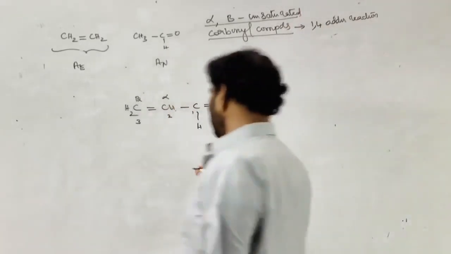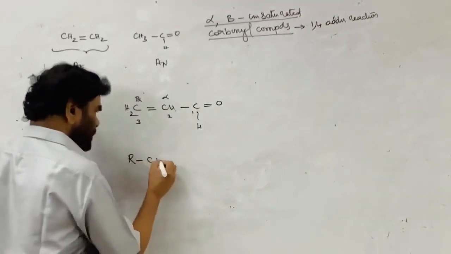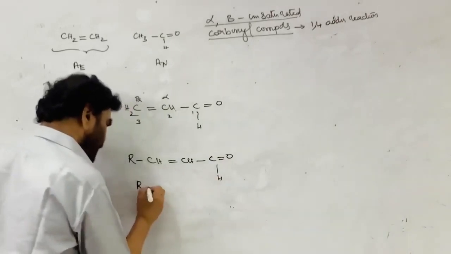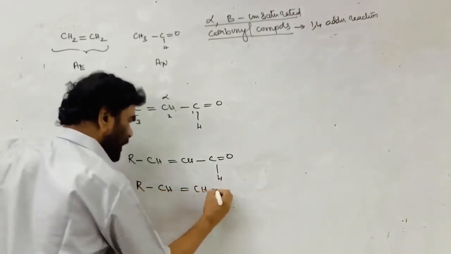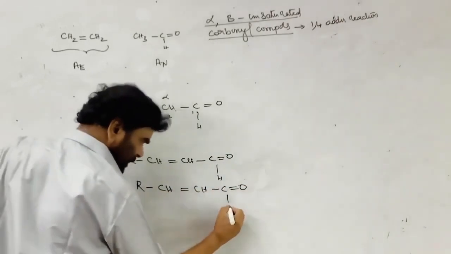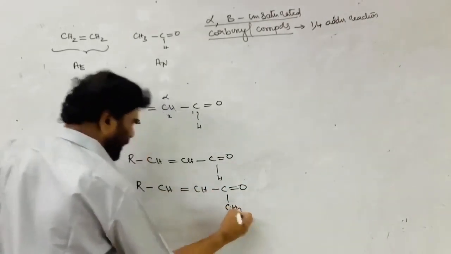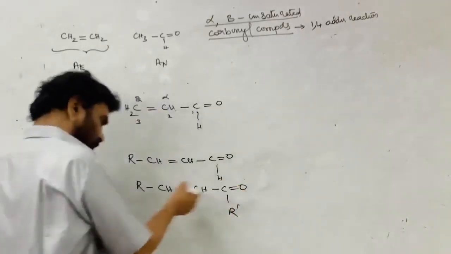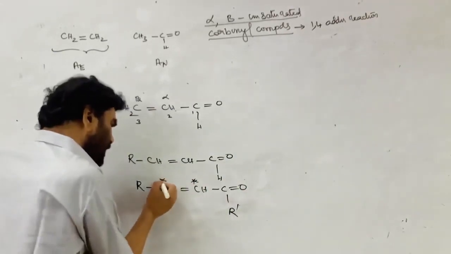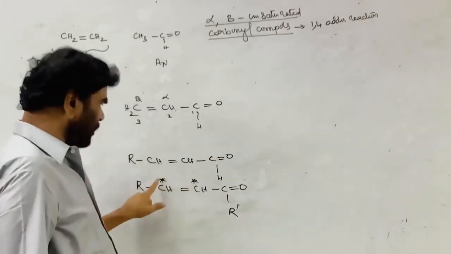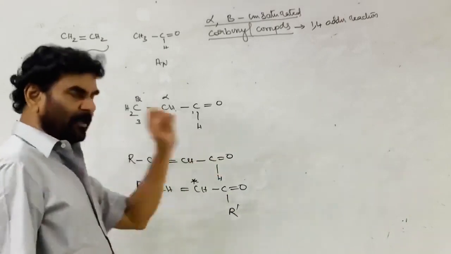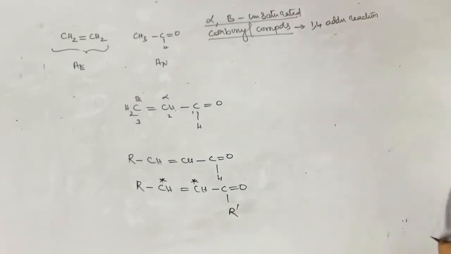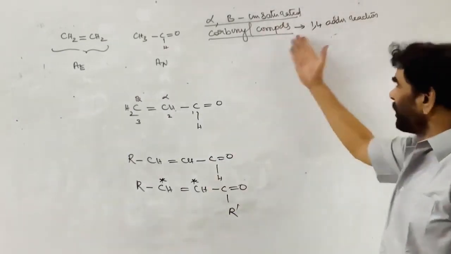This is the general formula: RCH=CH-CHO, or RCH=CH-C(=O)R'. This is R or methyl or whatever it is, and R' is another group, or anything. This is the ketone. The carbon-carbon double bond is in conjugation with the carbonyl group. Therefore, the general term is alpha beta unsaturated carbonyl compounds.